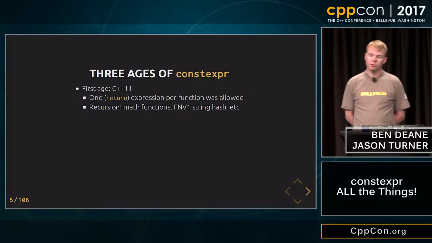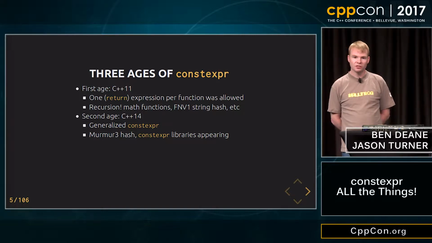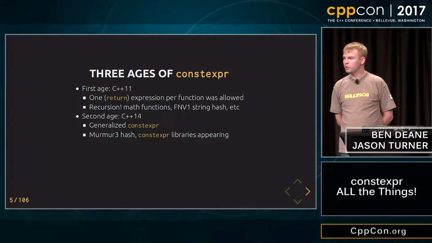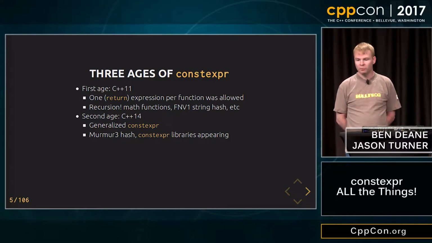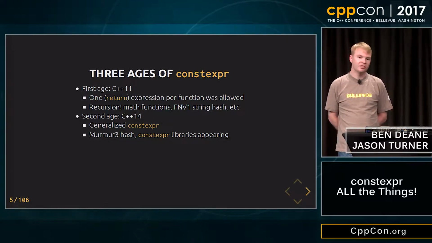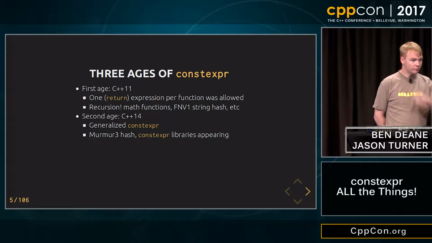And then when C++14 comes along, we get generalized constexpr, so we're no longer limited to this kind of very recursive technique. We can write more straight line C++ code that we're used to. And because of that, we get some constexpr libraries appearing. We get MurmurHash3 hashing instead of FNV1 hashing.